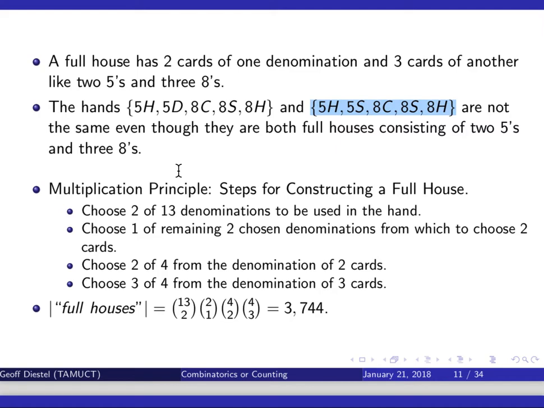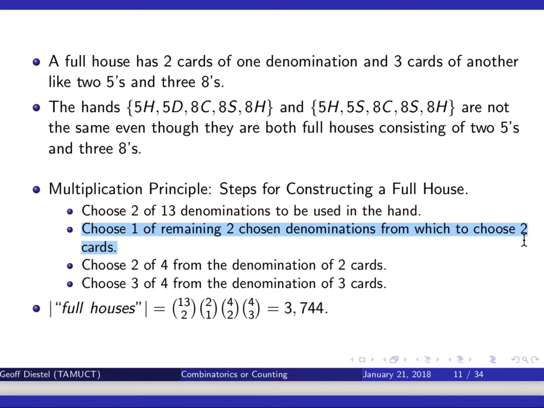So again, these answers I'm presenting can be done in lots of different ways. But since we're treating a full house, a natural first choice would be, let's choose 2 of the 13 denominations to be used in the hand. For example, we could have chosen 5s and 8s. After we make that choice, for each of those possible choices, we're going to choose one of those 2 denominations to be the card that's going to appear twice in our hand. Once we choose that, the other denomination has to appear 3 times.